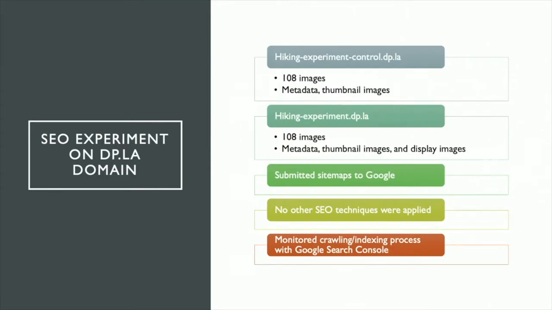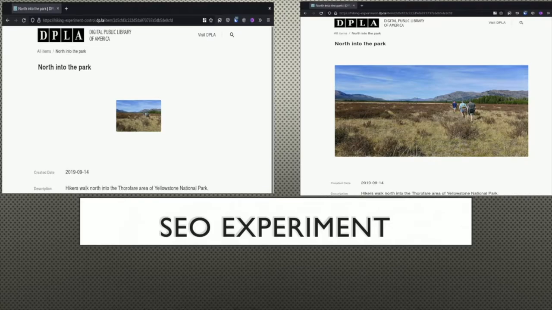So this was meant to be a very controlled experiment, as much as you can do a controlled experiment on SEO, because you're living in this ecosystem of the web where things ebb and flow. And over time, we monitored the crawling process on Google Search Console, which is not immediate. Even with a small number of images, Googlebot doesn't necessarily do all that in one day. Here you can see two screenshots of a particular item page, and this is literally Kenning going on a hike.